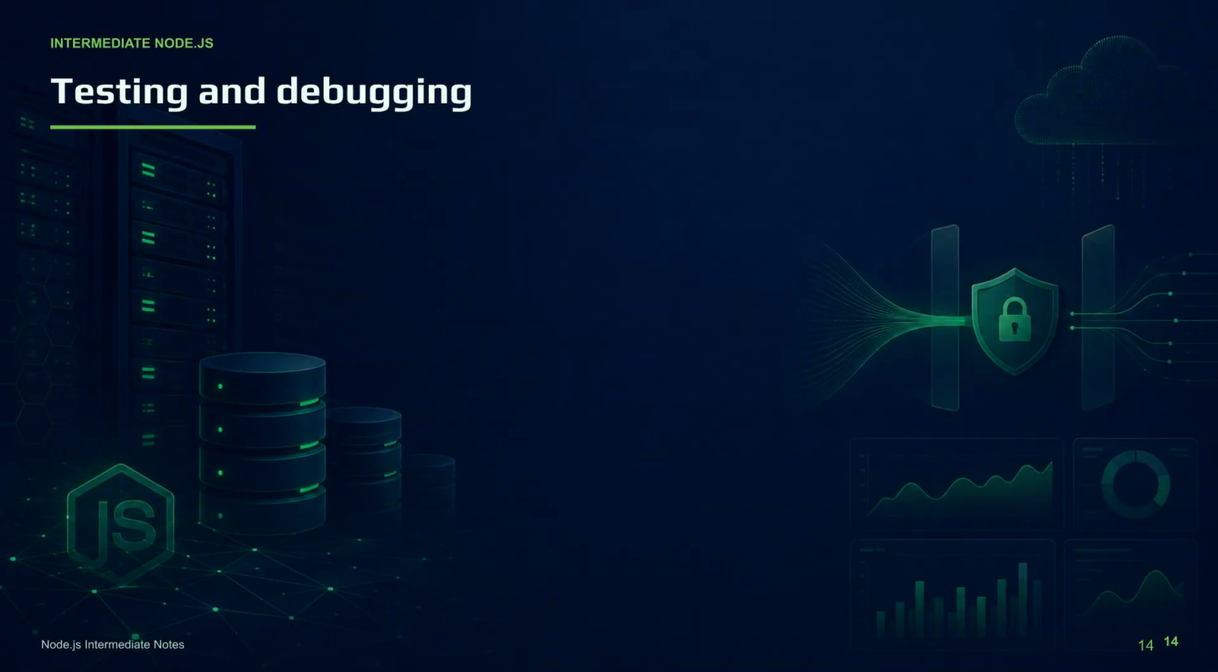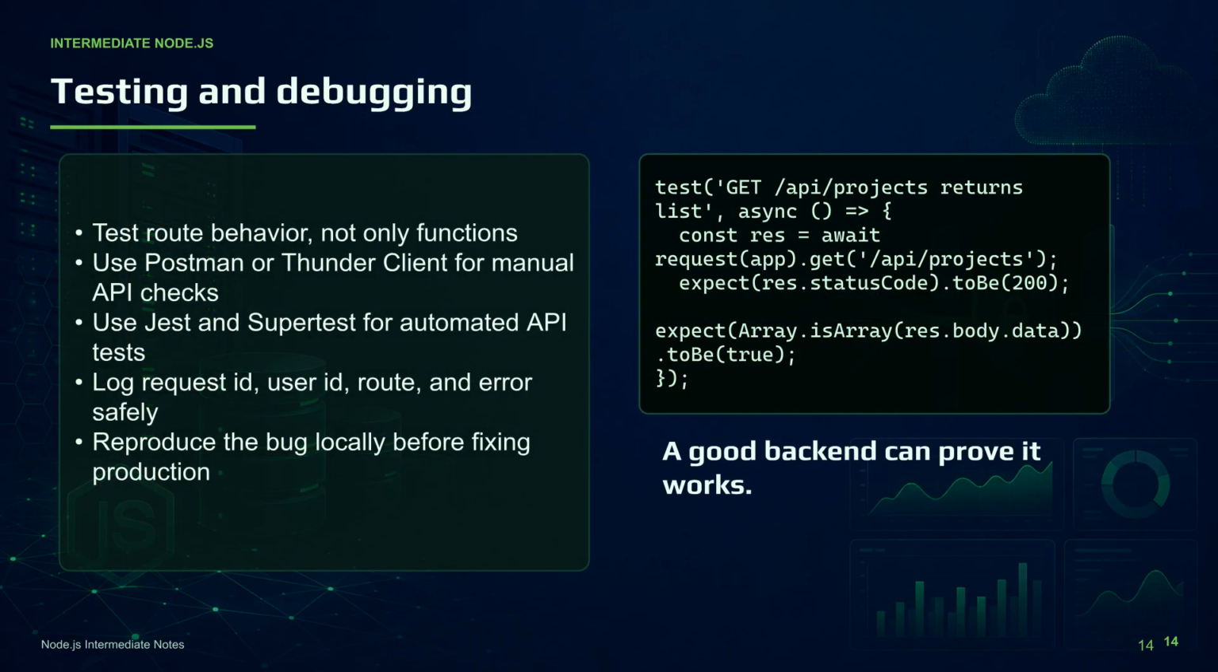Automated testing is vital. Use tools like Jest and Supertest to verify your route behavior, not just your functions. Perform manual checks with Postman, and always attempt to reproduce a bug locally before applying a fix to production. A reliable backend is one that you can prove works.